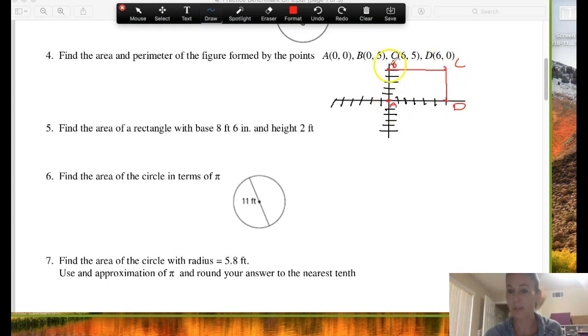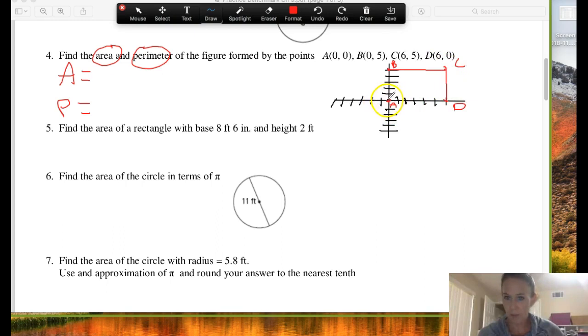Okay, so you have a rectangle here. We need the area and perimeter. It asks for both, so make sure you give both. So area is what, perimeter is what. Some might use the distance formula to find all the lengths, but you don't have to do that because you have a horizontal and vertical.